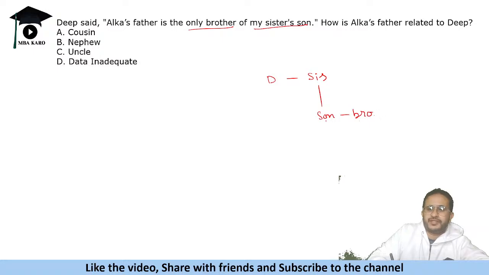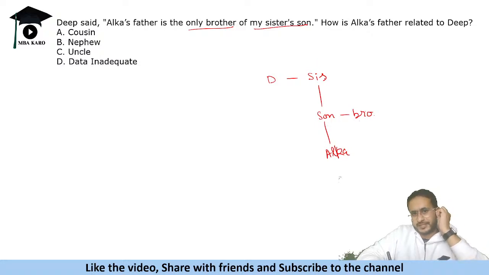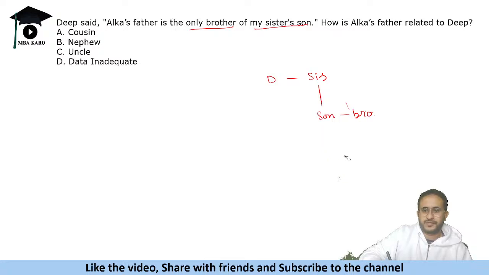This is the only brother. This is a brother only. So this is Alka's father. So this is Alka. Sorry, I thought it was a sister. So this makes sense. My sister's son. So Deep's sister's son is the only brother of Alka's father. Alka's father is the only brother of my sister's son. Sister's son, only brother. Sorry, this will be Alka's father.